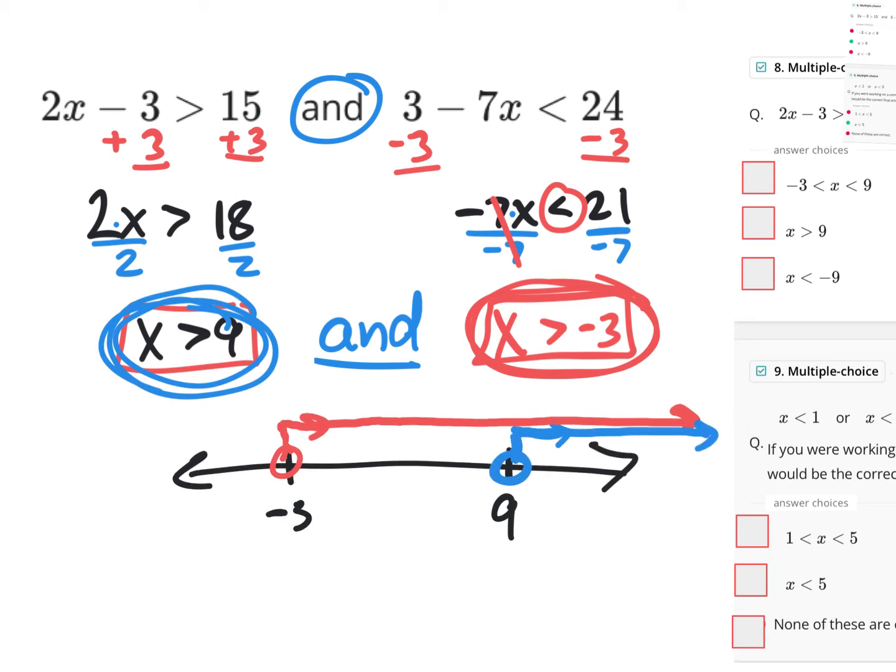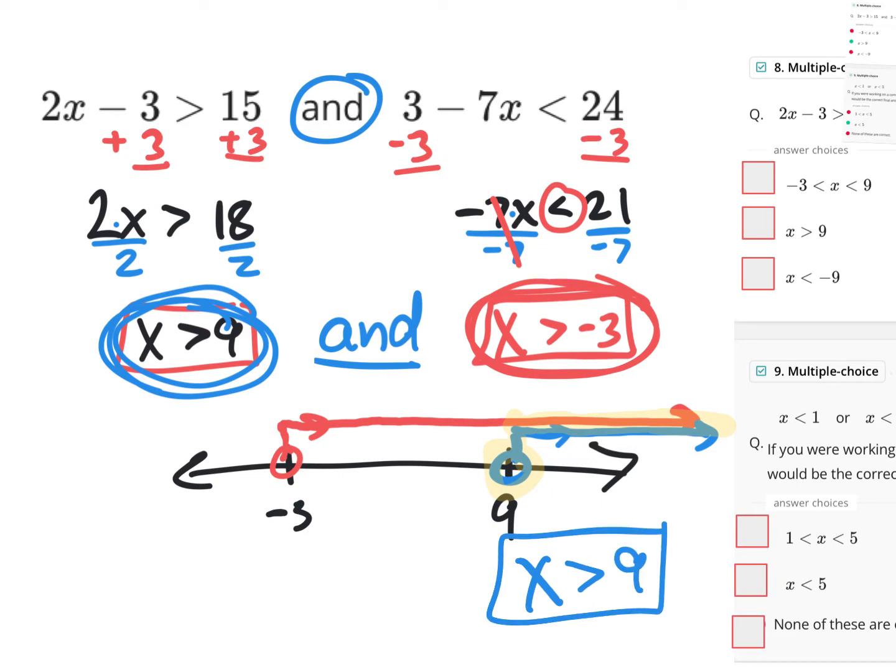So where's the overlap happening? I want to highlight it. It starts right here at the open value of 9, going this way forever, going to the right forever. So how do you describe from the open dot 9 to the right? What that really means is x is greater than 9. And that's it. That's your only answer.